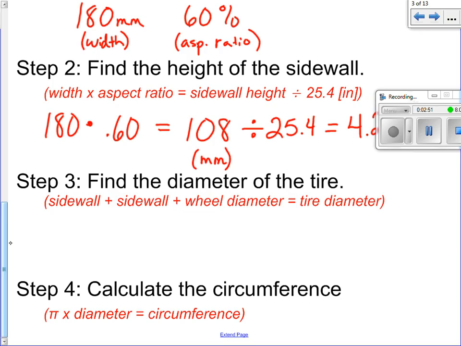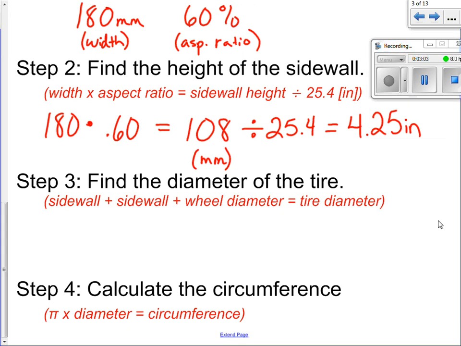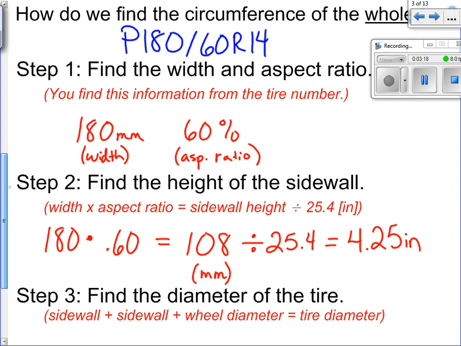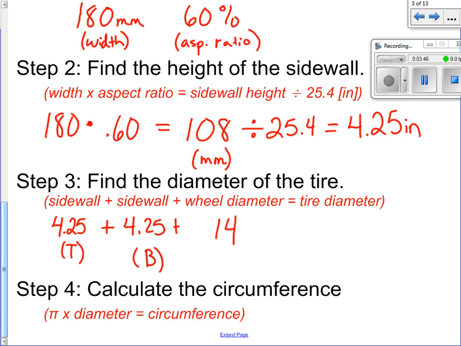Now we need to find the diameter, or the actual height from top to bottom of the whole tire. So to do that, we're going to add the two pieces of the sidewall as well as the wheel diameter, the diameter of the rim or the wheel. Let's see, if I'm not mistaken, I just need to go back and look real quick. Okay. It was a 14-inch wheel. So what we're going to do is take that 4.25 inches, which is the top. Remember, we got another 4.25, that's the bottom. And then the diameter of the wheel was 14. All right, that's your middle of the tire.